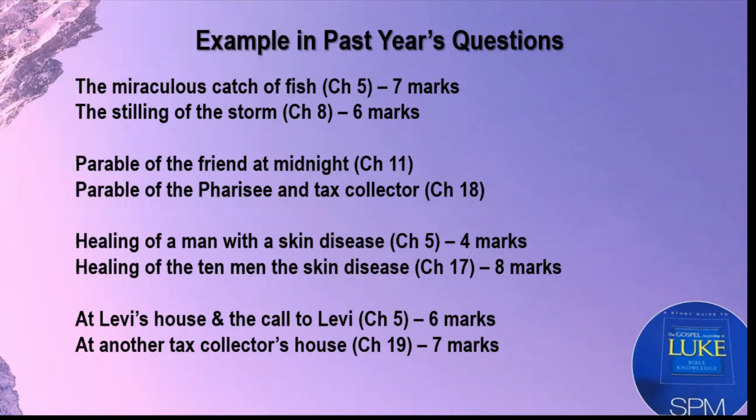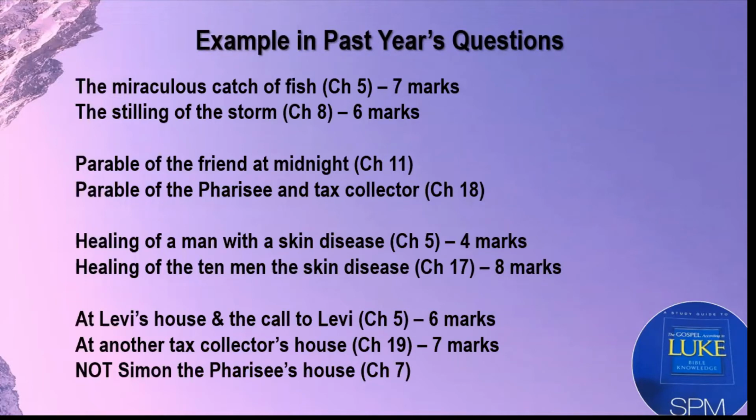So you notice that in all the past year questions, comparing different stories and asking them in the same question is quite common. That is why we need to prepare ourselves for all these things, so that we don't only know how to answer one question but not the other, making it such that we are unable to score high marks in that one question. All right. And one last example in past year questions, at Levi's house, comparing with another tax collector's house. So they are 2 different houses but asking the same question. Now, this is not the Simon the Pharisee's house, okay?